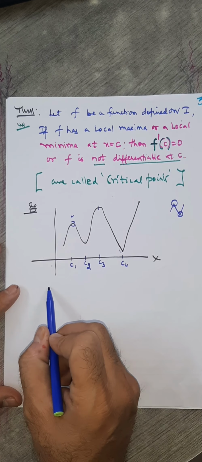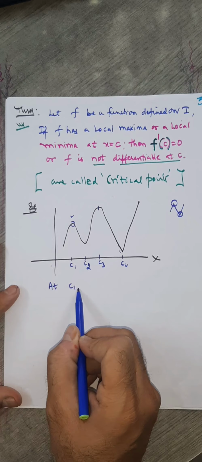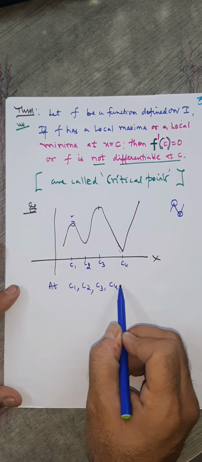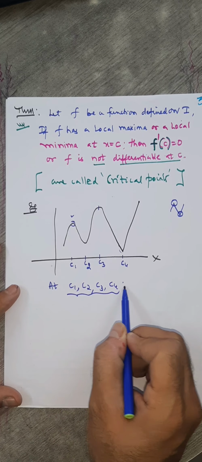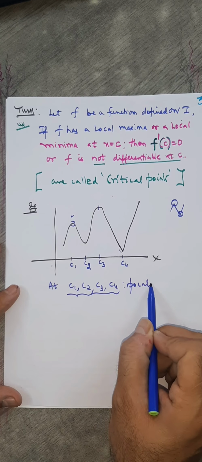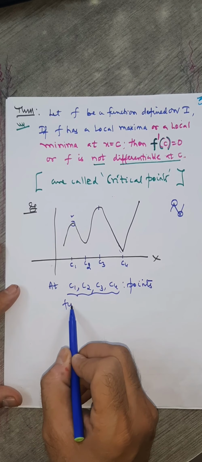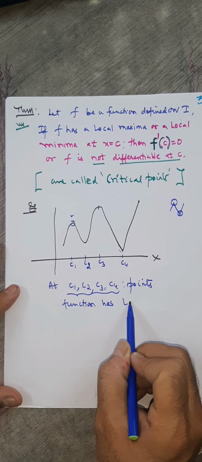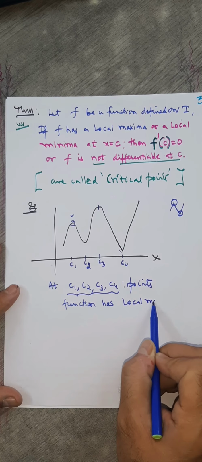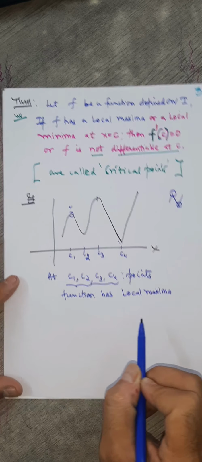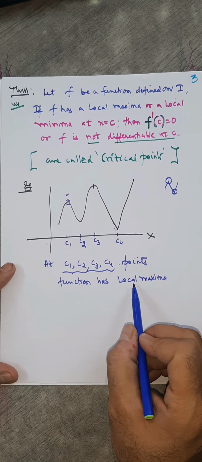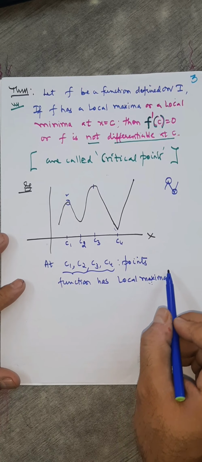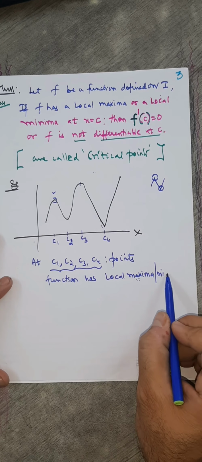So we say here at C1, C2, C3 and C4, you can write, at these points over here, these are the points where the function has local maxima. Again I emphasize, local maxima means local maximum value, or local minima.